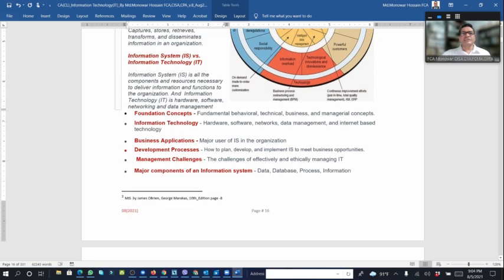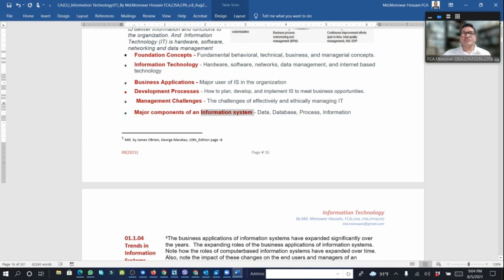So if we see the fundamental concepts, the behavioral, technology, business, and managerial concepts, and information technology, we know that hardware, software, etc. are the information technology. Then there are business applications, the major uses of information systems in the organization, and the development process: how to plan, develop, and implement information systems, data, databases, processes, information, etc.